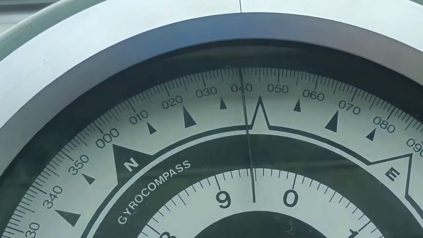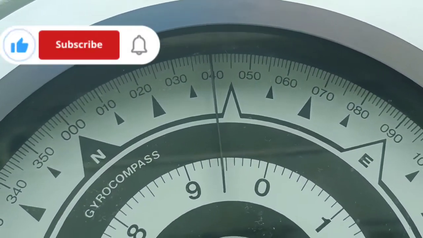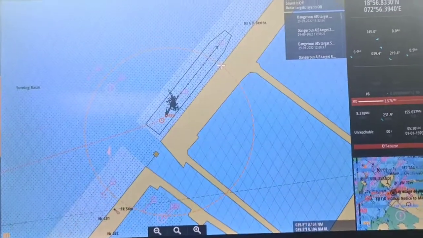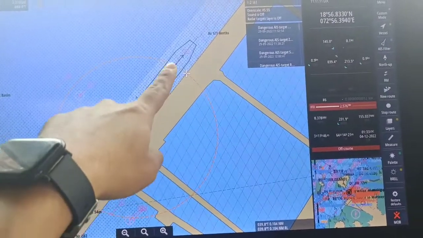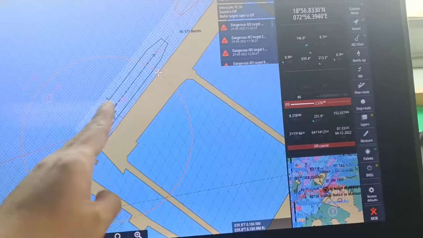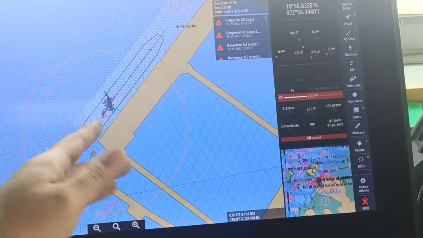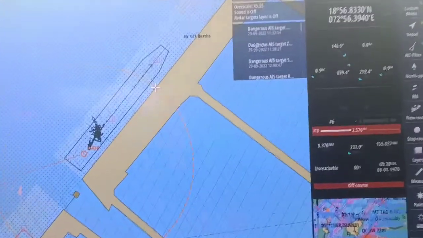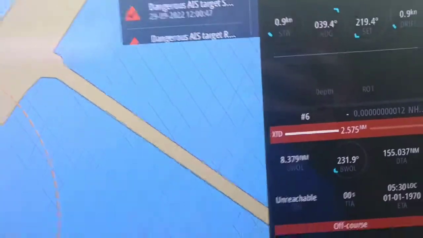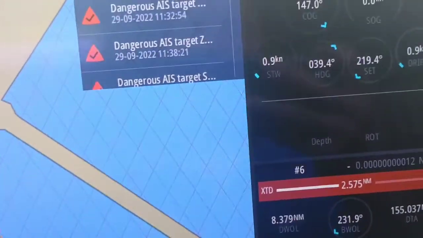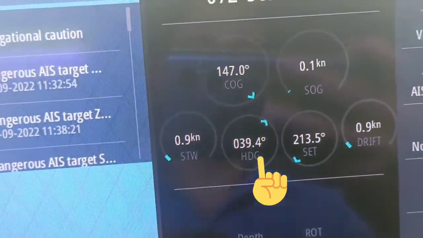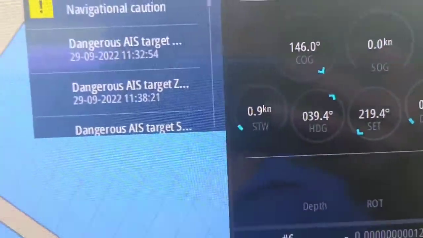So that's it, guys. Let's go to the ECDIS. This is our ECDIS on board. You can see this is our own ship and this is the GTI berth, which is parallel to our ship, which is normal. Now the signal coming from the gyro compass, we can also determine the heading here. In the gyro compass it's 039. So they are synchronized, guys.